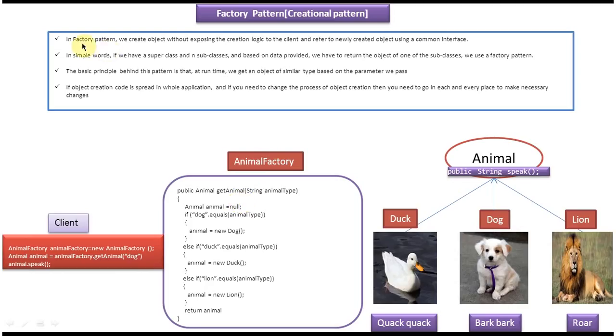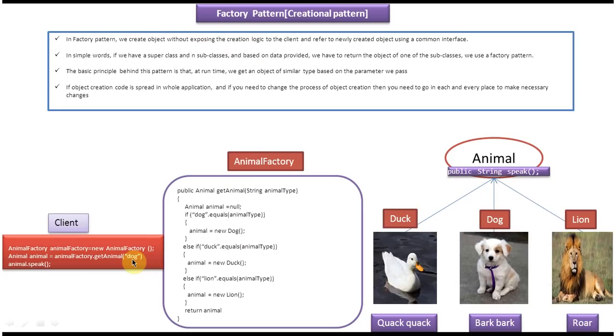Now if you read the sentences, you will understand clearly. So I will read out the first sentence. In the factory design pattern, we create objects without exposing the creation logic to the client. So what we are doing is, in this method only, the AnimalFactory getAnimal method, we are creating the object, but the client doesn't know how the object is created.